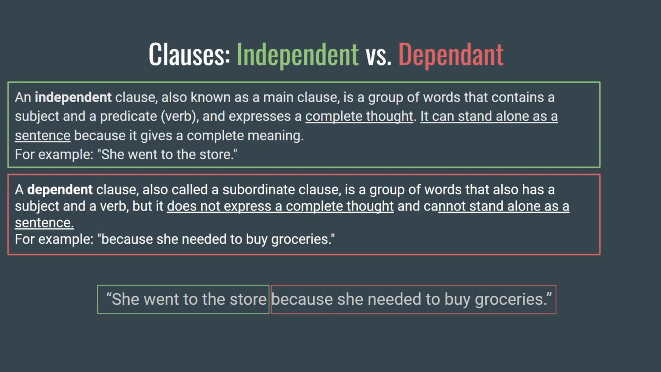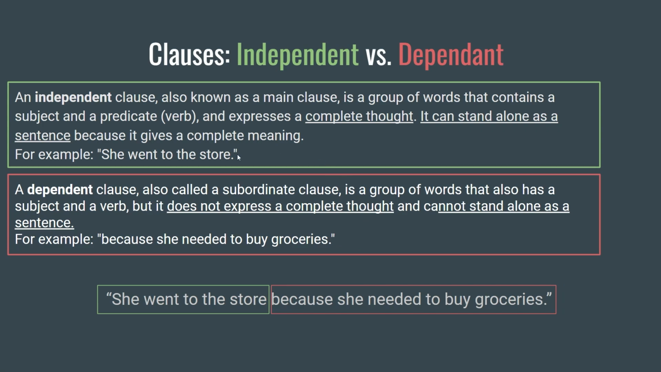Now, a dependent clause, also called a subordinate clause, is a group of words that also has a subject and a verb, but it does not express a complete thought, and therefore cannot stand alone as a sentence. And our example here is because she needed to buy groceries. So you can see that our first one, she went to the store, works on its own, whereas our second one, because she needed to buy groceries, just answers a question that the readers might have about the first, she went to the store.